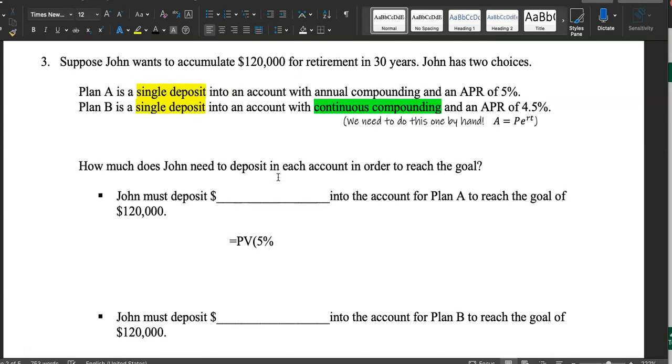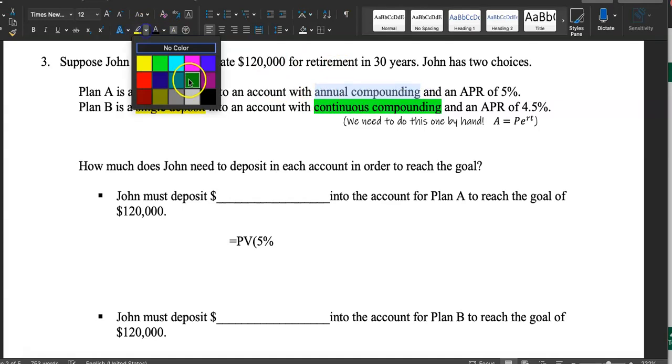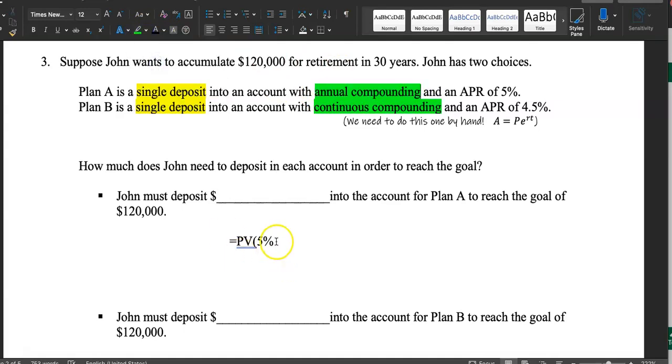5%, but this is getting divided by, now take a look, this is annual compounding. So what are you going to divide that by? Nothing, right? Just divide by 1 because there's 1 year in 1 year. 5%, comma, next one is the number of compounding periods. Now that's 30 years. So the question is, how many years do you have in 30 years? That's just going to be 30. I don't have to multiply 30 by 1.